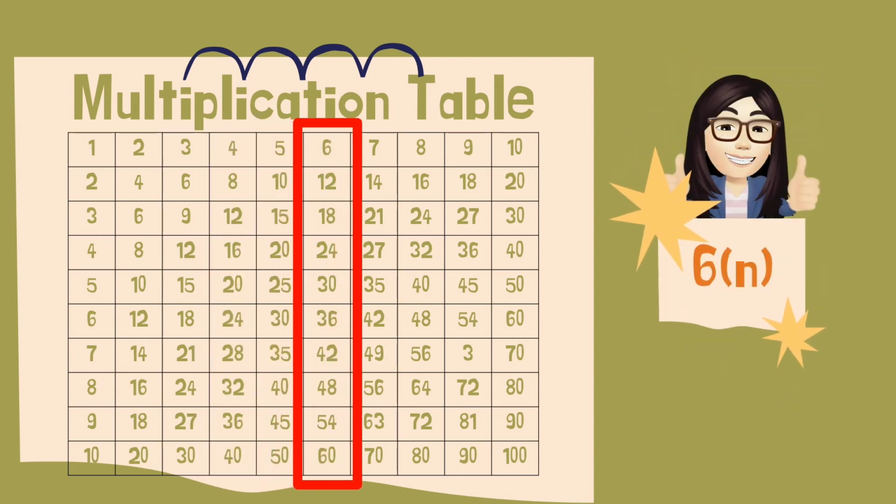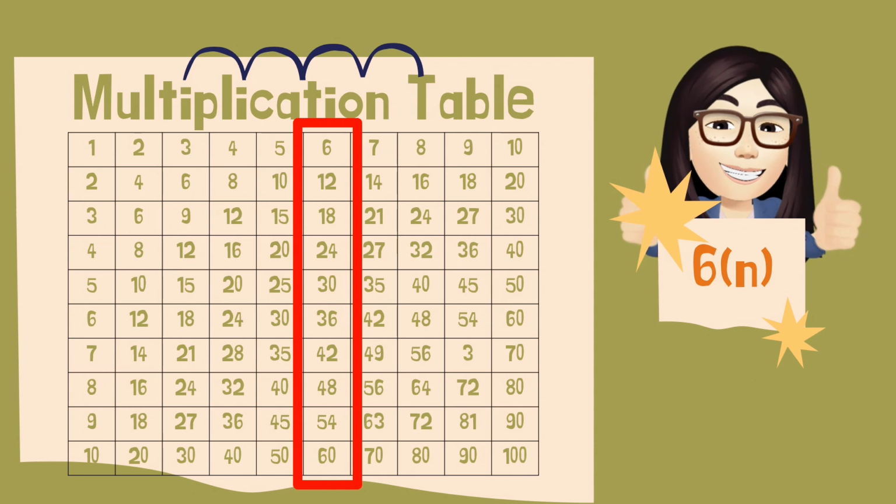How about if that is 6, 12, 18, 24, 30, 36, 42, 48, 54, 60? This time, the pattern is it adds 6. So we can use 6 times n as our nth rule. Just follow the multiplication table. That is 6 times 1, that is 6. 6 times 2, that is 12. 6 times 3, that is 18, and so on.